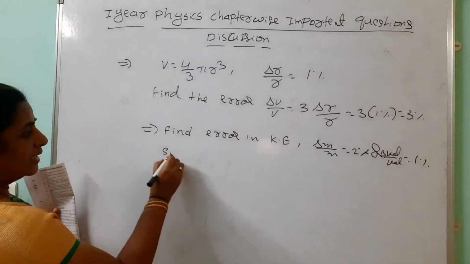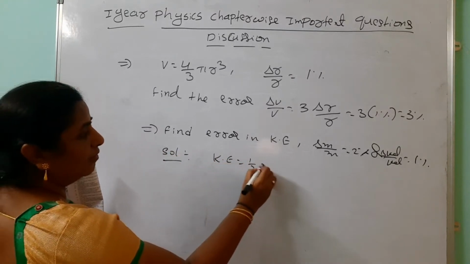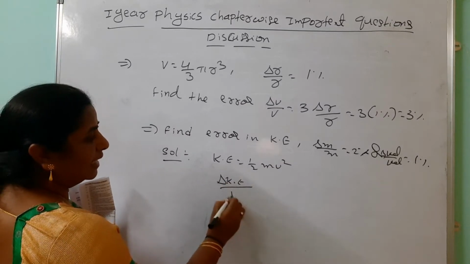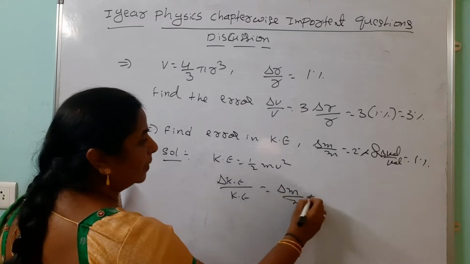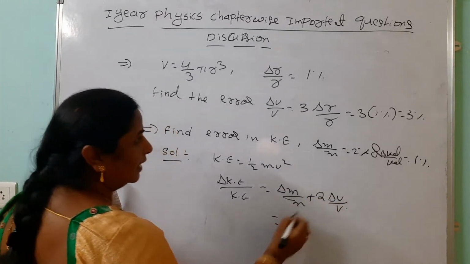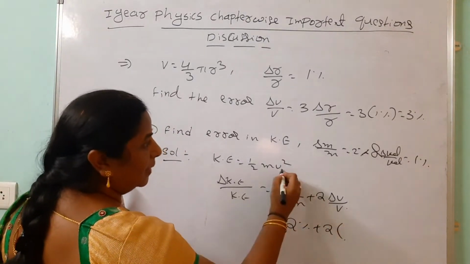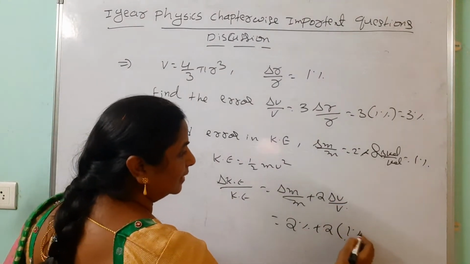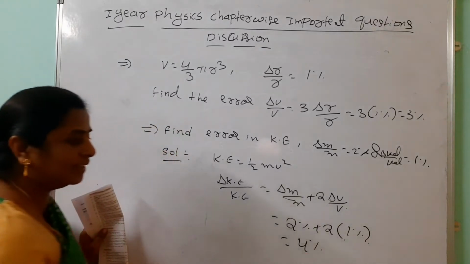You know what the kinetic energy formula is? KE equals half m v square. Half is the constant. Error in kinetic energy, delta KE by KE equals delta m by m plus power comes as a multiple, 2 into delta V by V. Look here, error in mass is 2% plus 2 into, because the power of the velocity is 2, that is 1%. Finally your answer is how much? 2% plus 2% is 4%.